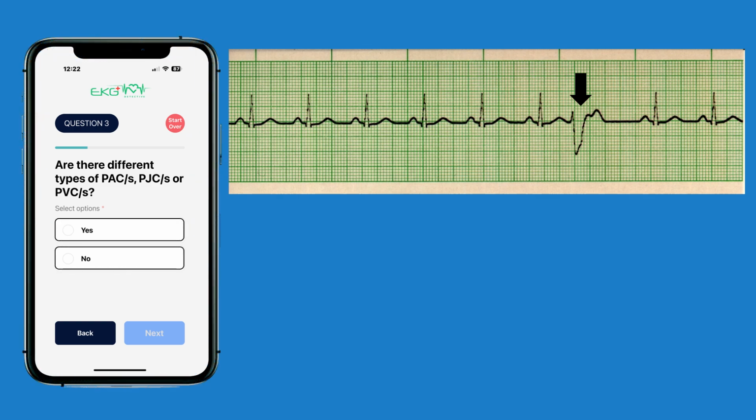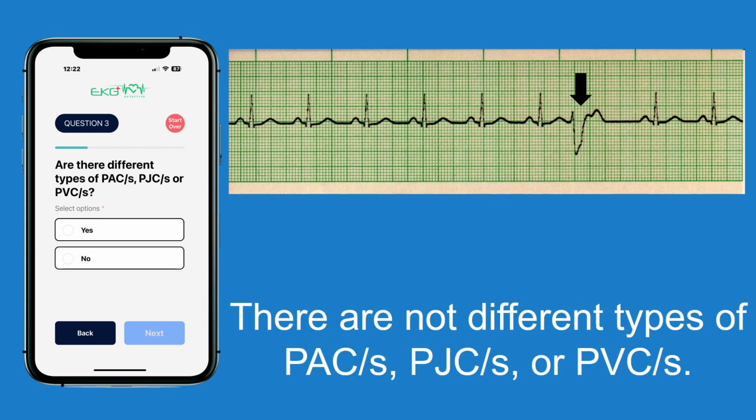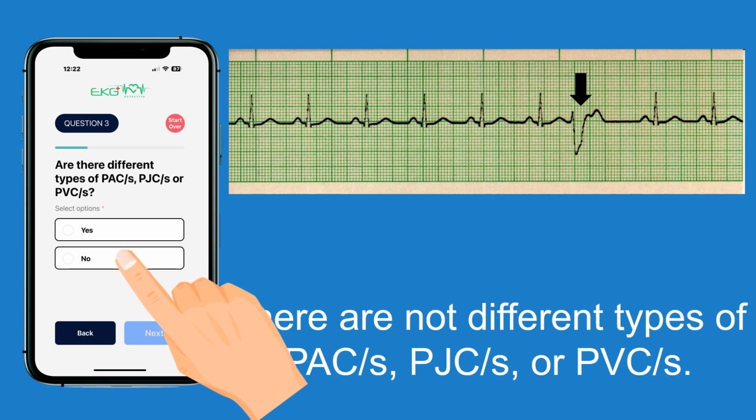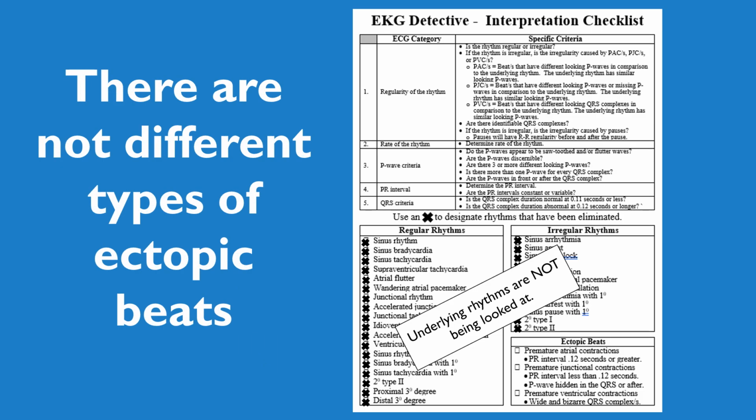The next question that the app is going to ask is, are there different types of PACs, PJCs, or PVCs? And since we only have one ectopic beat, there are not different types of ectopics. So we will go to the app and we will select no, and then we will hit next to go to the next screen.